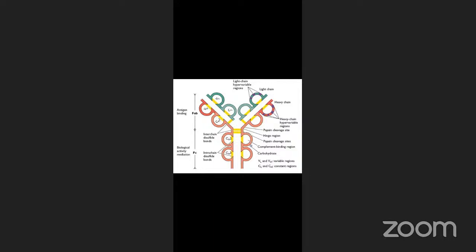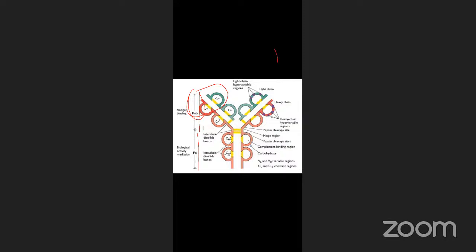Okay, and it has two regions. One is the Fab region, from here to here, and from here to there, that is the Fc region. What is the Fab region? Fragment antigen binding site.